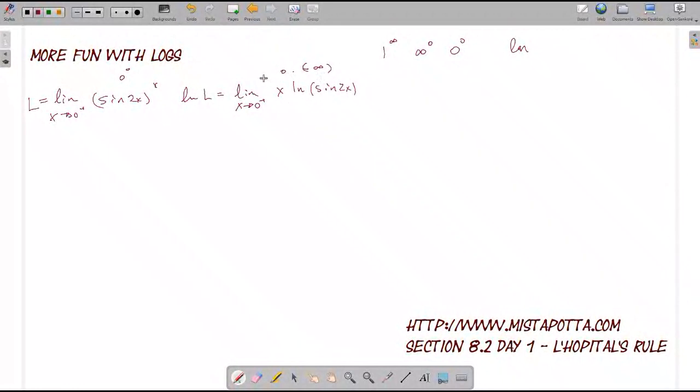And this is a 0 times really negative infinity. But this is a 0 times infinity indeterminate form, and we said that we wanted to try and rewrite this as a fraction equals 0 over 0 or infinity over infinity. And in our previous example, what we did is we put the variable in the denominator, and that approach looks really good here as well. So I've got the natural log of sine 2x over 1 over x. And so what I've got is negative infinity over infinity as my indeterminate form, and L'Hopital's rule applies here.